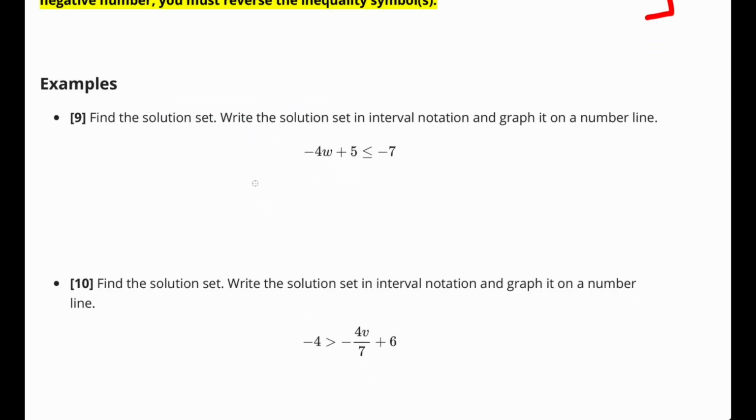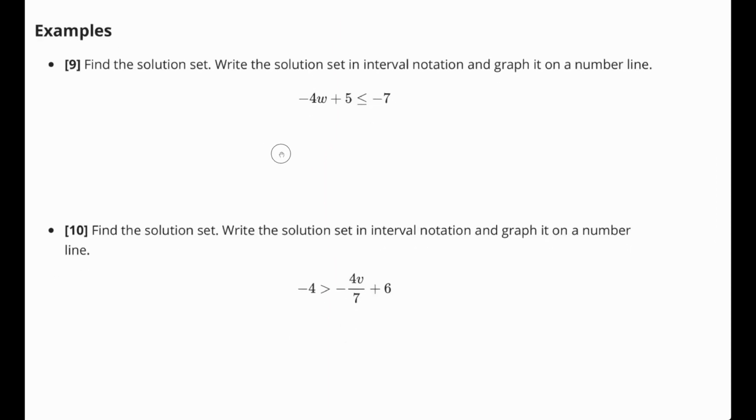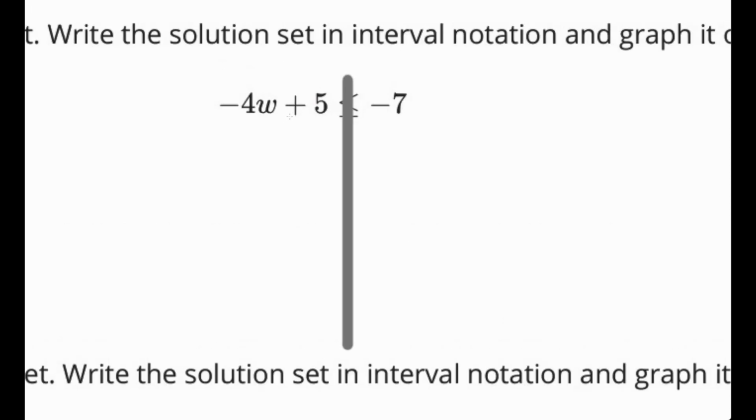So number 9, it says find the solution set, and then write the solution set in interval notation and graph it on a number line. So we're actually going to solve the inequality, graph it on a number line and do interval notation. This problem is good because it encompasses everything that we're covering for this section. First, let's divide up the left and the right side of that inequality and start solving.